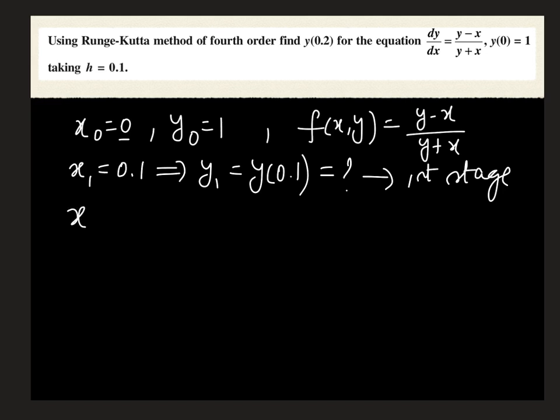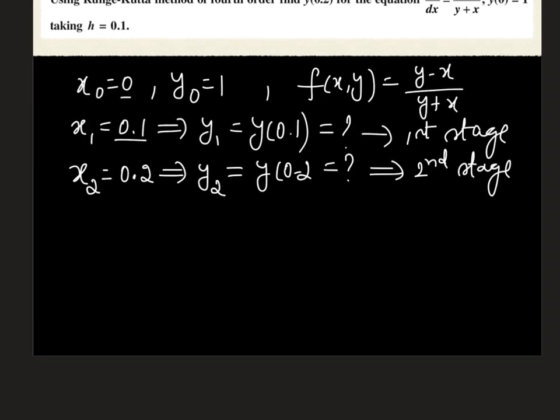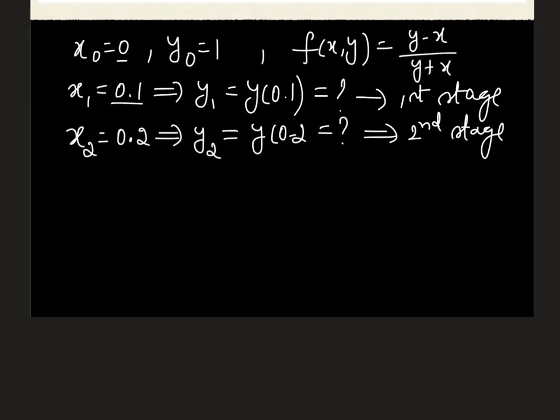Next we define x2. x2 is the previous x, 0.1, plus the common difference of x, 0.1. It gives 0.2. So correspondingly you can write y2, which is nothing but y of 0.2. So this is what we require finally. It means we have a second stage problem. You can't do the second stage directly, we have to go stage by stage.